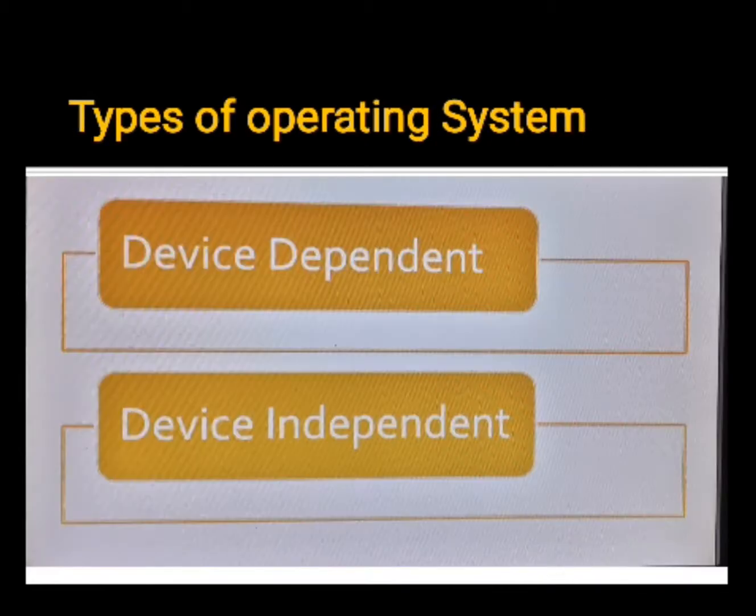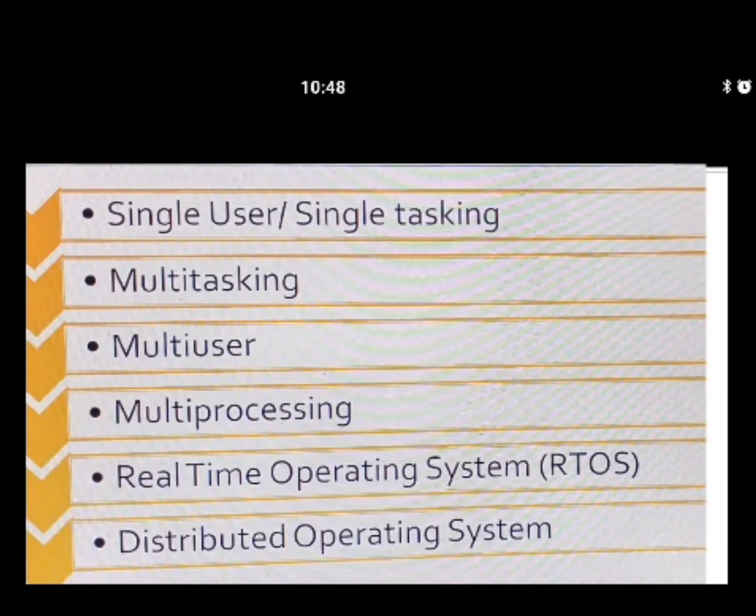Let's take a look at the types of operating system. Mostly we have two types of operating system: device dependent operating system and device independent operating system. A device dependent software product is one that runs only on a specific type of computer, and a device independent operating system is one that runs on many manufacturers' computers. Let's have a brief discussion about types of operating system. We have single user operating system, multitasking operating system, multi-user operating system. Then we have multi-processing operating system, real-time operating system, and distributed operating system.